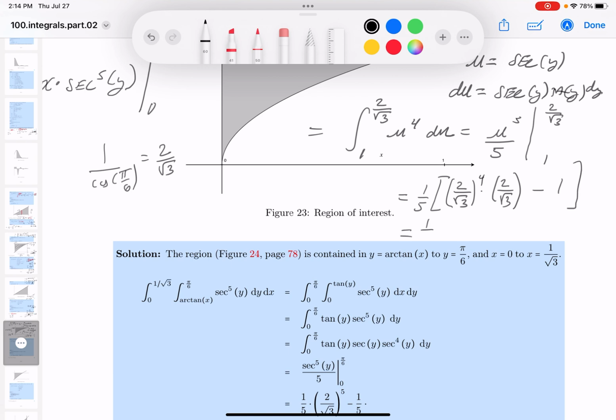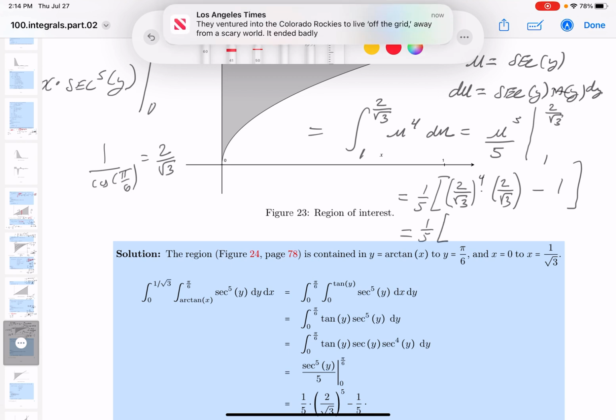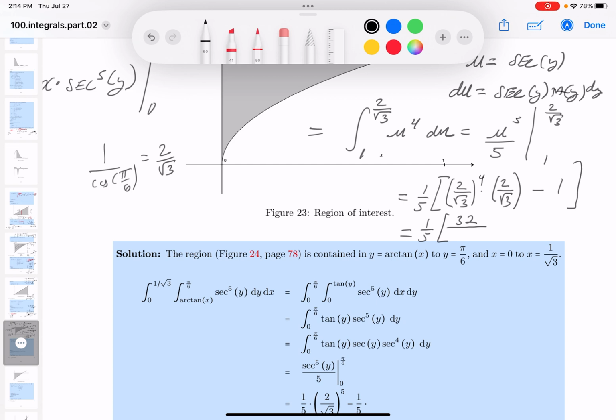What do you have here? 1/5. Let's say 2 to the 4th. 2 times 2 is 4, 8, 16. 16 times 2 is 32. Root 3 times root 3 is going to be 3, and 3 times 3 is 9. So it's going to be 9 root 3s. Minus 1. I'm going to write that down as 9 root 3 over 9 root 3. I'm going to keep moving forward. 1/5, 9 root 3, and then you get 32 minus 9 root 3.